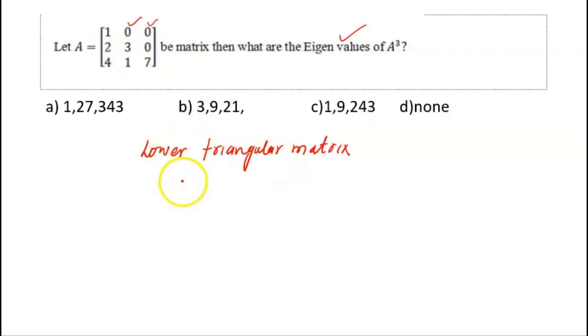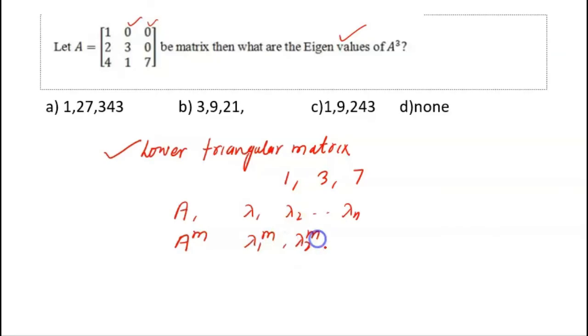For a lower triangular matrix, the eigenvalues are nothing but the diagonal elements. So the eigenvalues for this matrix will be 1, 3 and 7. This is the first property that we have to use. What is the second property? If I have the matrix A, whose eigenvalues are lambda 1, lambda 2 up to lambda n, suppose this is an n cross n matrix, then the eigenvalues of A to the power m will be lambda 1 to the power m, lambda 2 to the power m, up to lambda n to the power m.